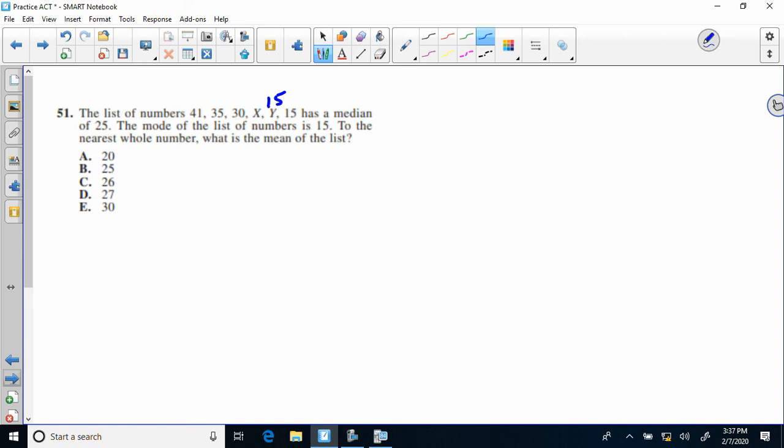You're going to want to write them in order from smallest to biggest. So I'm going to have a 15, I'm going to have a 15, and I'm going to have an x, which I don't know what it is, and I don't know where to stick it, so it doesn't really matter, but I'm going to have some x. I've got a 25, I have got a 30, I've got a 35, and I've got a 41. And all I did is write every single number in order from smallest to biggest.